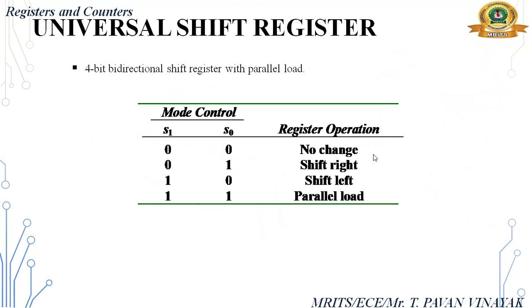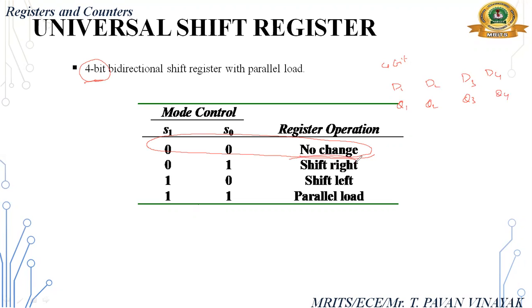0, 0 means no change, that is, stored data. 0, 1 means shift right. 1, 0 means shift left. 1, 1 means parallel load. Now, what are the inputs for the flip-flops? I am designing a 4-bit register, so we require 4 flip-flops. For no change, what are the inputs? Q1, Q2, Q3, Q4, right?